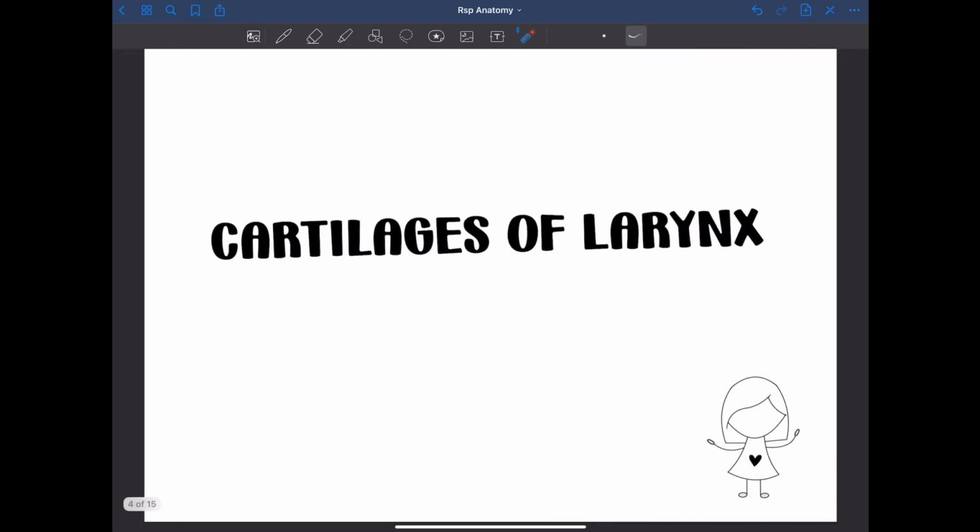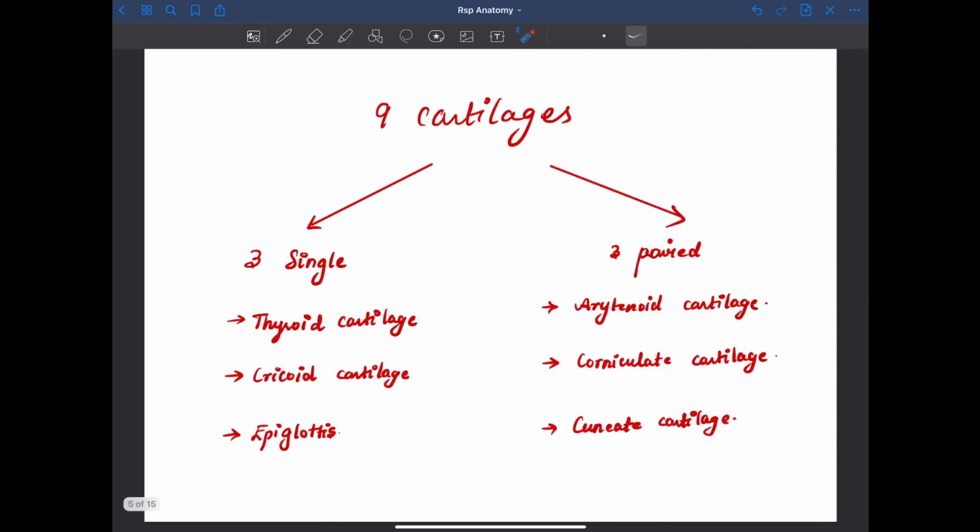Now, we will see the cartilages of the larynx. The larynx has 9 cartilages, of which 3 are single and 3 are paired. The thyroid cartilage is the largest and most predominant cartilage. Next, we have the cricoid cartilage, which is a signet ring-shaped cartilage, just like a ring. And then we have the epiglottis, a leaf-like cartilage.